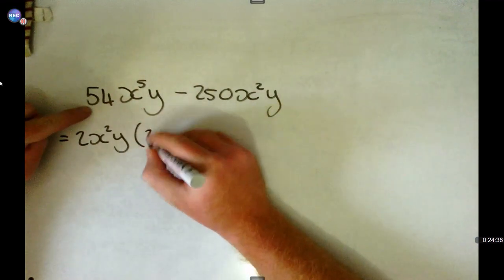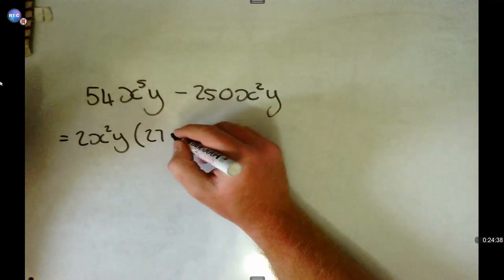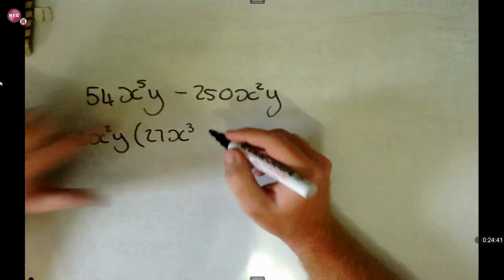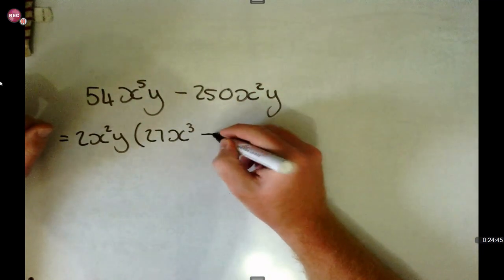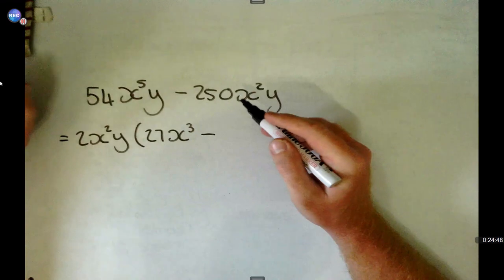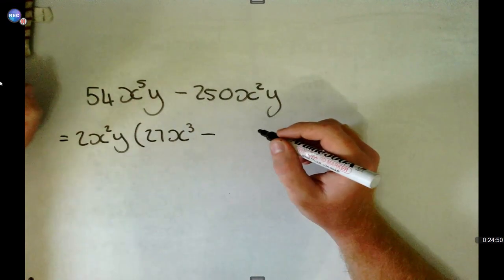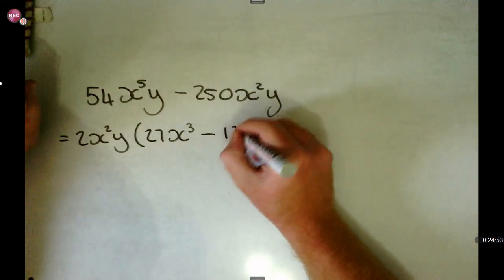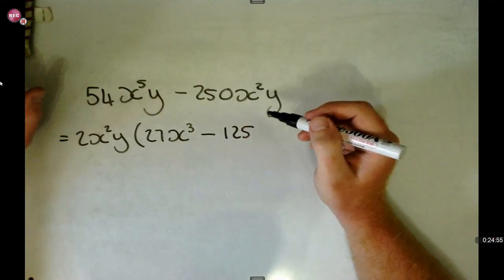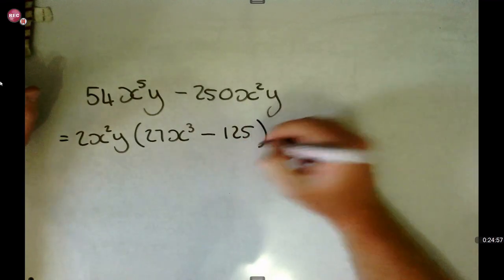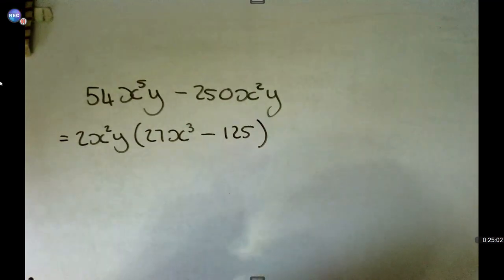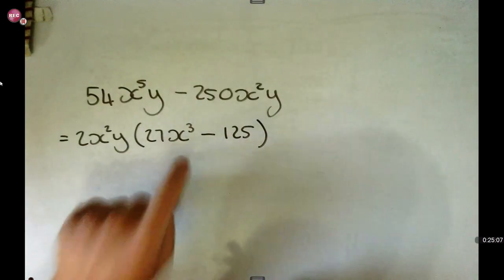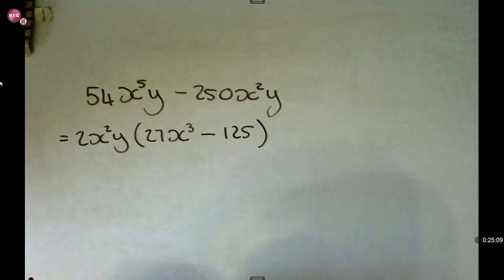And when you do that, you'll be left with the following. 54 divided by 2 gives me 27. If I take away 2 there, I'll be left with x cubed. If I take a y away, then there's nothing. Sign comes down. 250 divided by 2 gives me 125. If I take the x squared away, and if I take the y away, there should be nothing left with regards to what is attached to the 125 in this case. Now I can use this bracket to create the second bracket that I need over here.